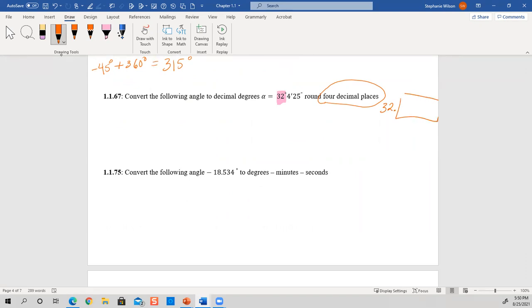So what do we know about minutes to degrees? Anybody? 1 minute equals, shoot, I just had it.